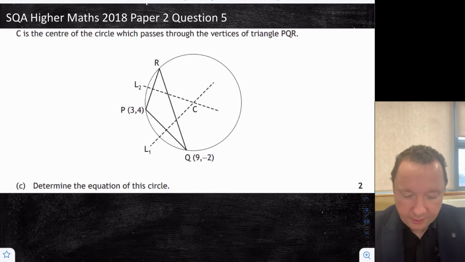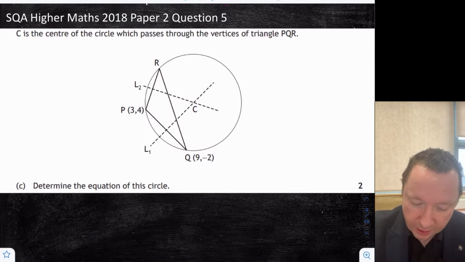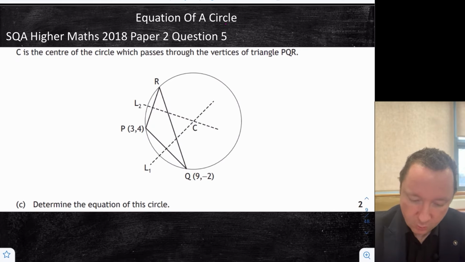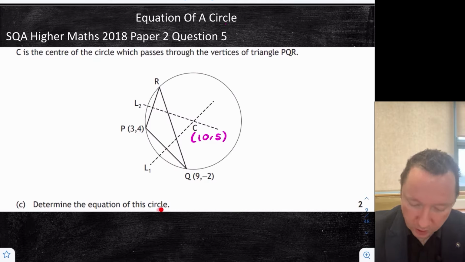Part C of 2018, Paper 2, Question 5. This is where the circles come in. C is the centre of the circle which passes through the vertices of triangle P, Q and R. So C is our centre, which we've just worked out, remember, is (10, 5). So we can note that on our diagram. And it says determine the equation of this circle.